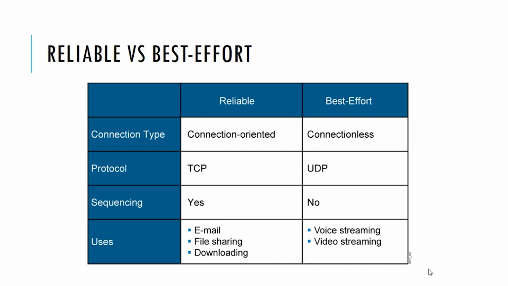The reliable communication provides a means of sequencing, the sequence number in the TCP protocol. In best effort delivery, you cannot specify the sequence of the data, which is before which or which is after which. The uses of the reliable protocol are for transferring email, file sharing, and downloading files. The best effort delivery is for transferring voice or video. In general, it is for real-time data, data that is delay sensitive and not loss sensitive, such as voice streaming or video streaming, where UDP is much more efficient than TCP.